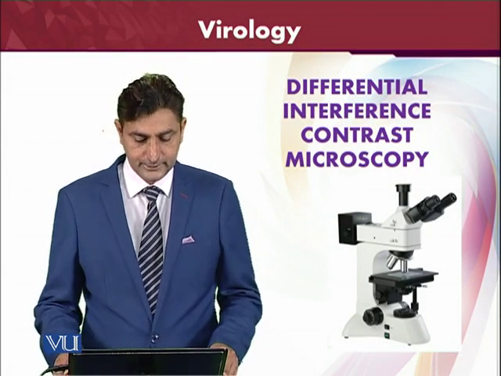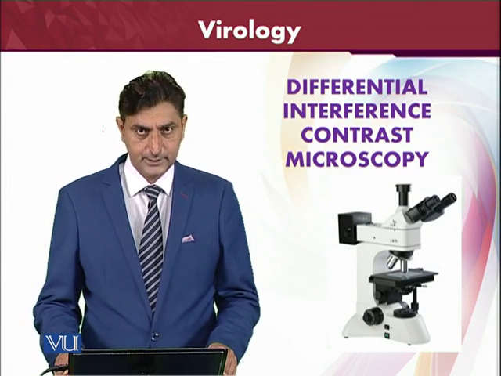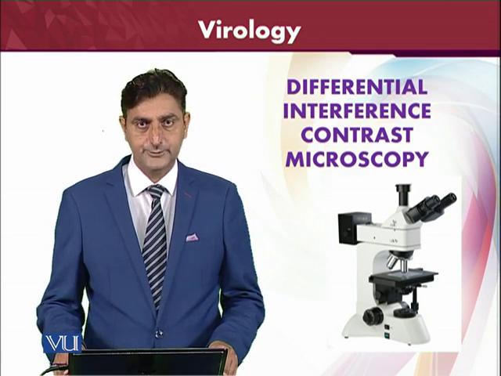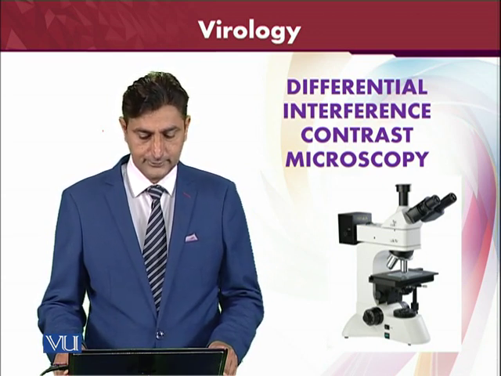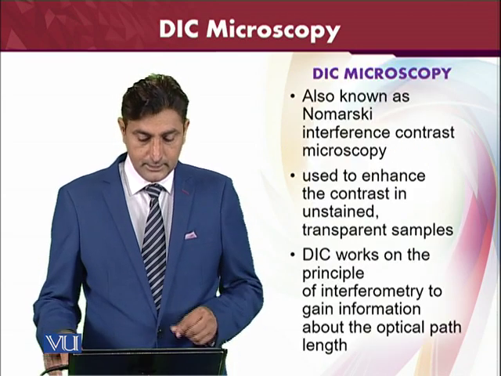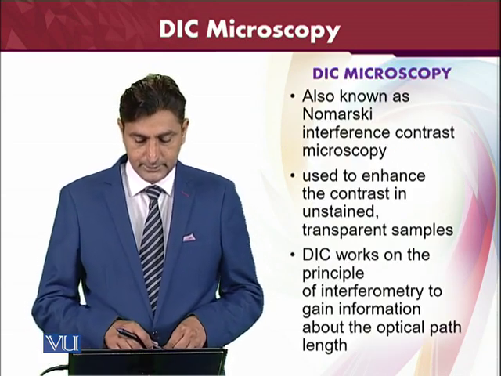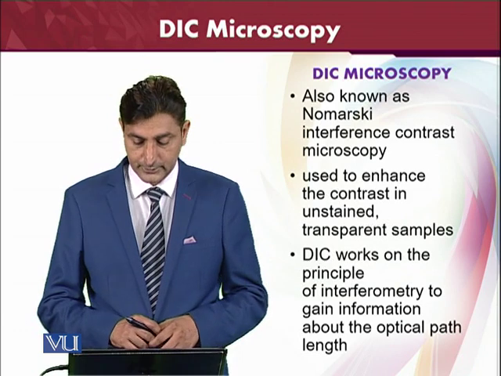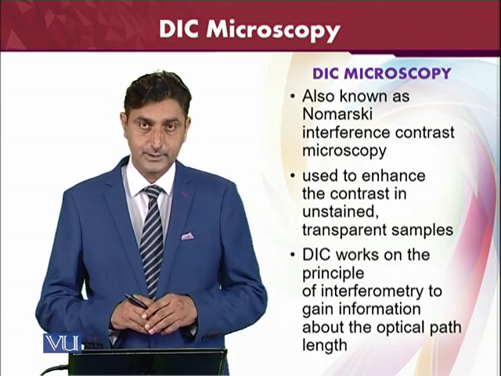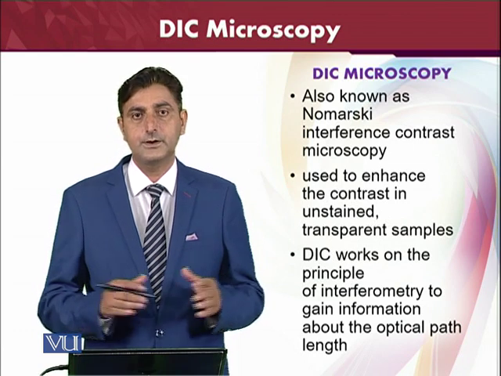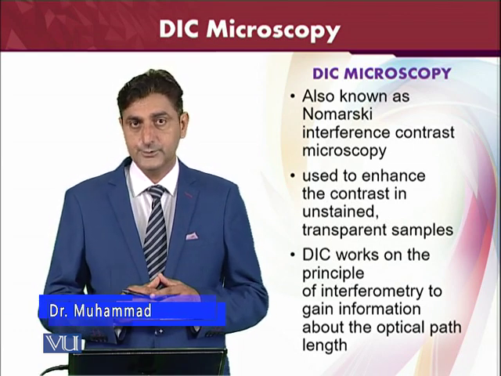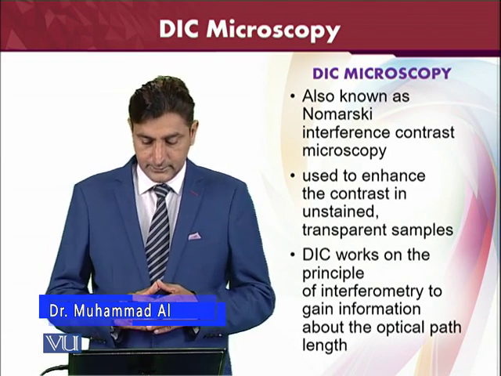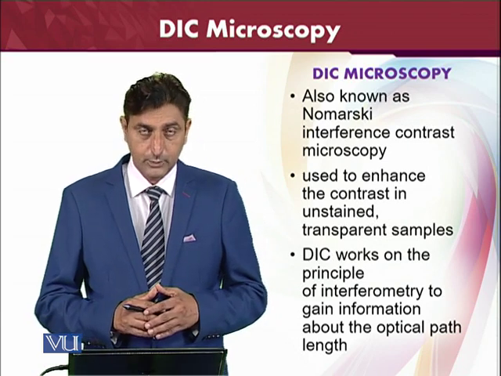Next is differential interference contrast microscopy. It is also called DIC microscopy, Nomarski microscopy, or Nomarski interference contrast microscopy. DIC microscopy is used to enhance the contrast in unstained transparent samples. It is also used for objects that are not easy to stain by standard methods. DIC works on the principle of interferometry to gain information about the optical path length.